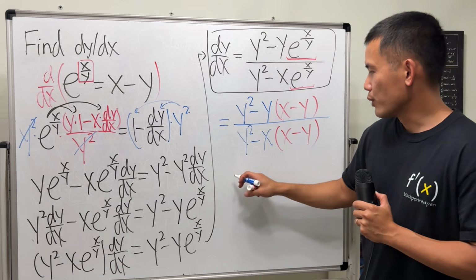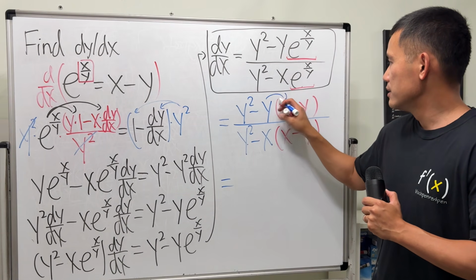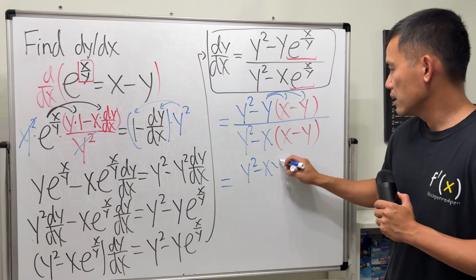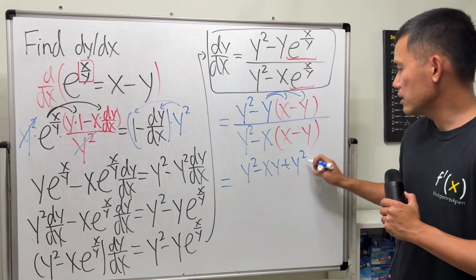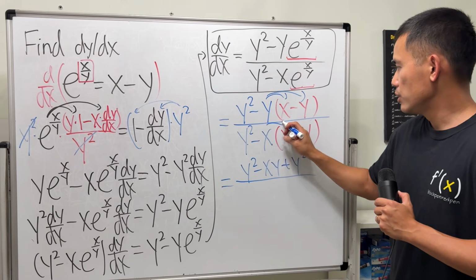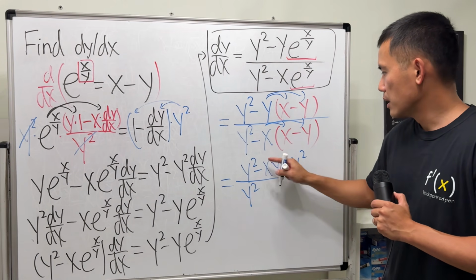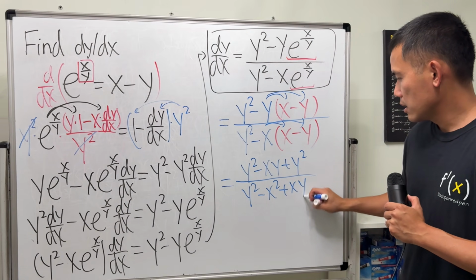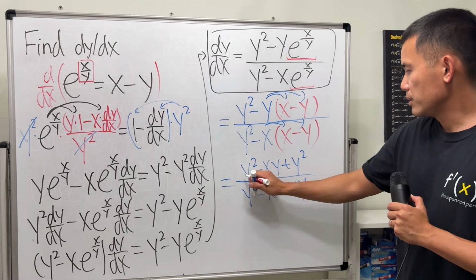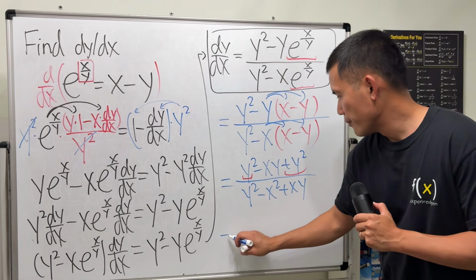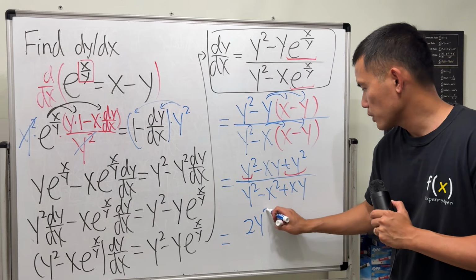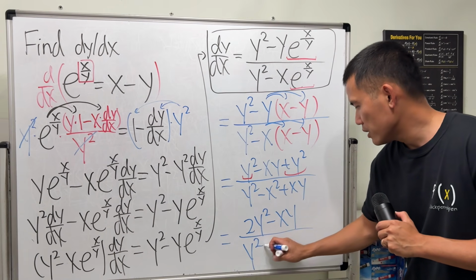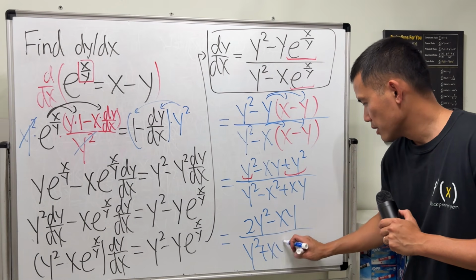Kind of nice. And then, of course, you can keep going, distribute this thing, so you are getting y squared minus xy plus y squared over, here we distribute this, so y squared minus x squared, and then plus xy. And finally, perhaps we can only combine this and that. So you can also say 2y squared minus xy over, that's right, y squared. Perhaps put this in the middle and then put this at the end.